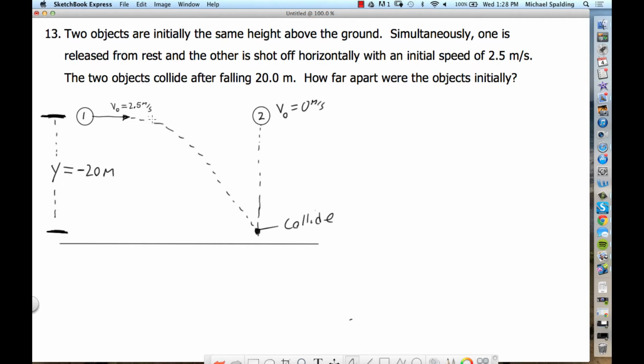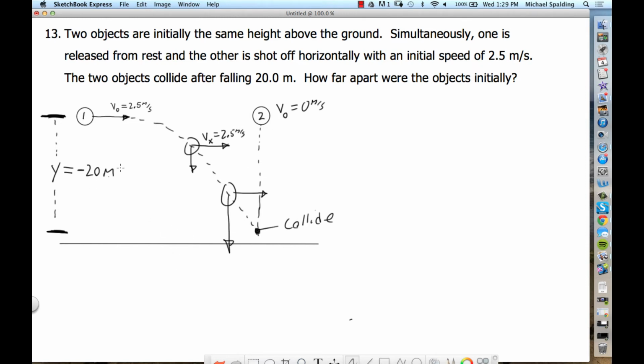So again, what do we know about x velocity? Ball number one started with an x velocity of 2.5. So what's the x velocity here? 2.5, right? What would be the x velocity here? 2.5. The x velocity stays constant, but the y velocity is getting bigger, right? For both of them.